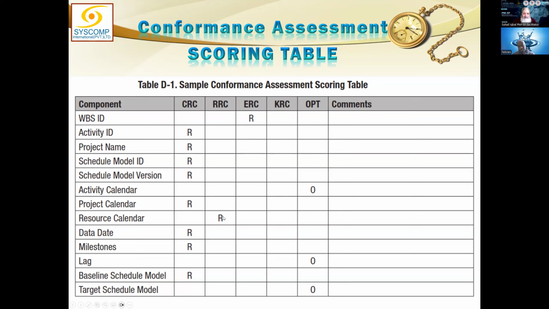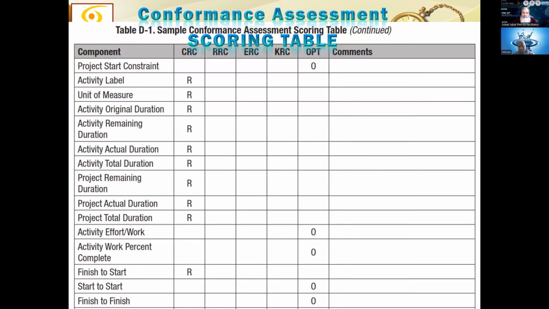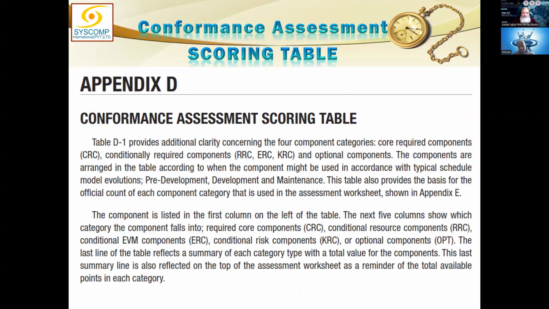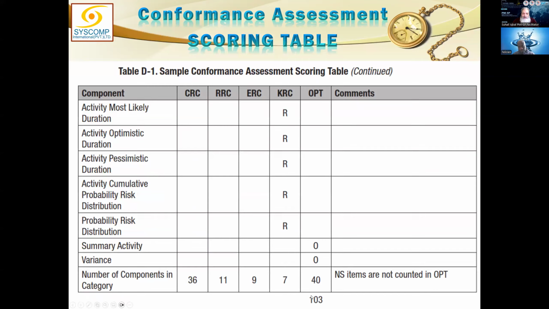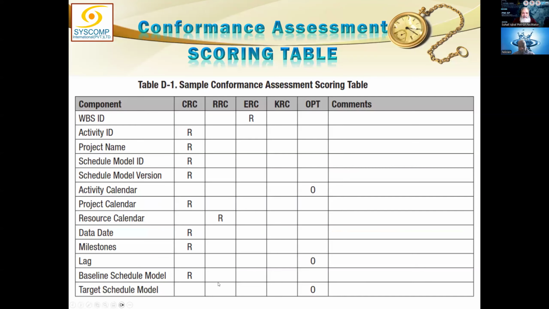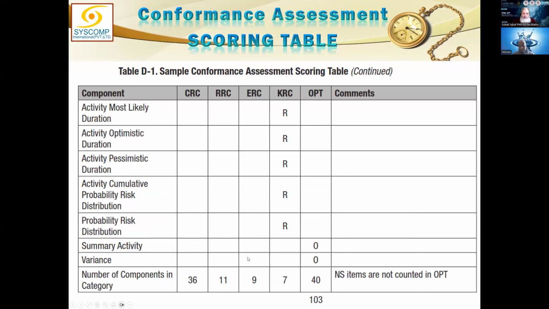This is the RRC item, resource calendar. The rest of these are CRC items. So you just keep filling which items are there in your schedule. And then wherever you have placed these R's and O's, at the end of the day, you add them up. In this specific example, they have mentioned all the items here. So your total should be this.